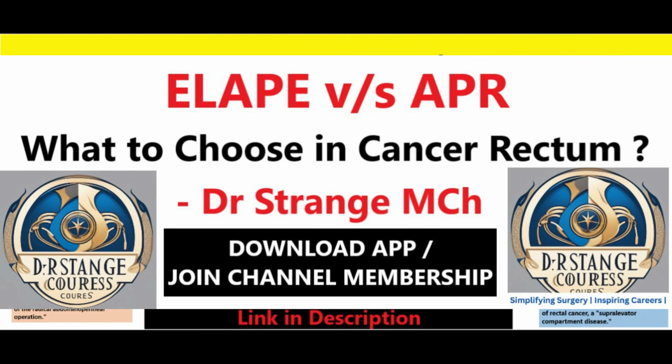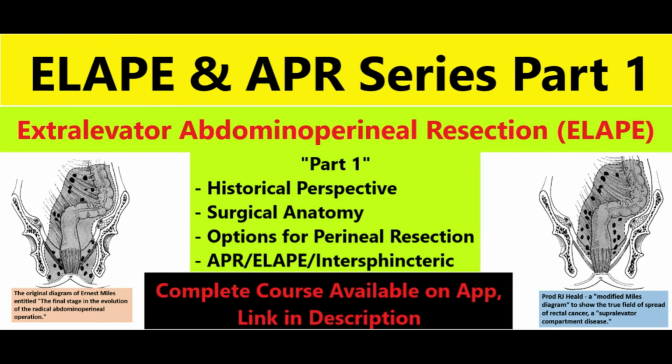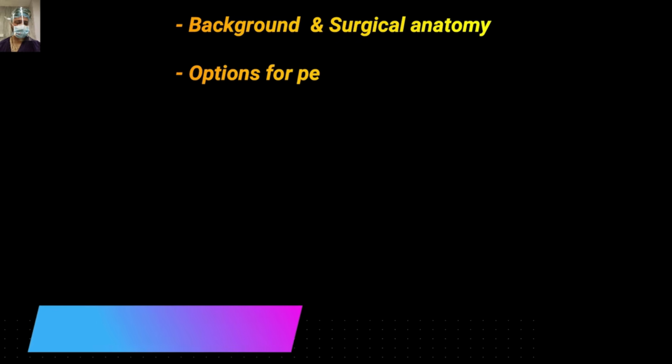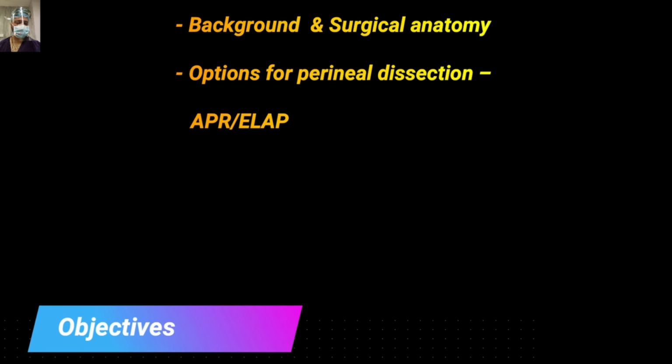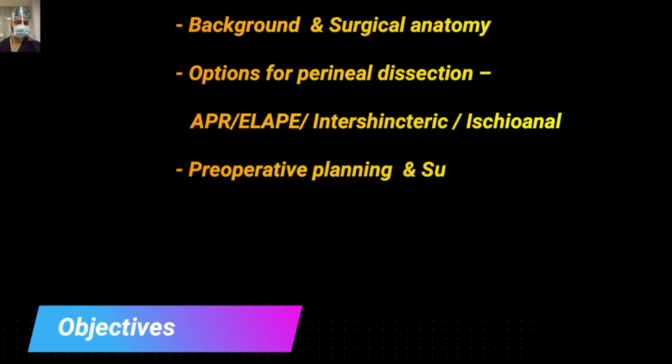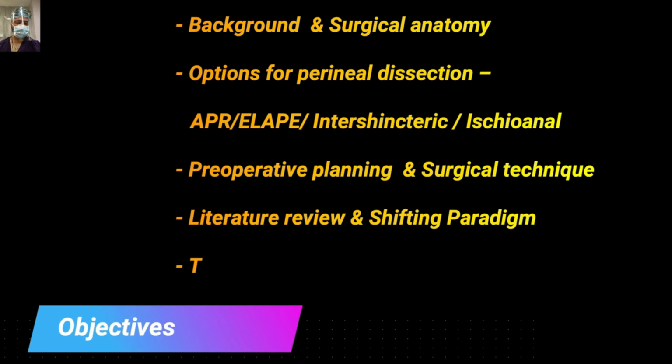So this video series will be about extralevator abdominoperineal excision versus abdominoperineal excision, that's ELAPE versus APR. This will be the outline of this whole series: we will discuss the background, the relevant surgical anatomy will be discussed briefly, and what are the options for perineal dissection, that is APR, ELAPE, intersphincteric and ischioanal resection.